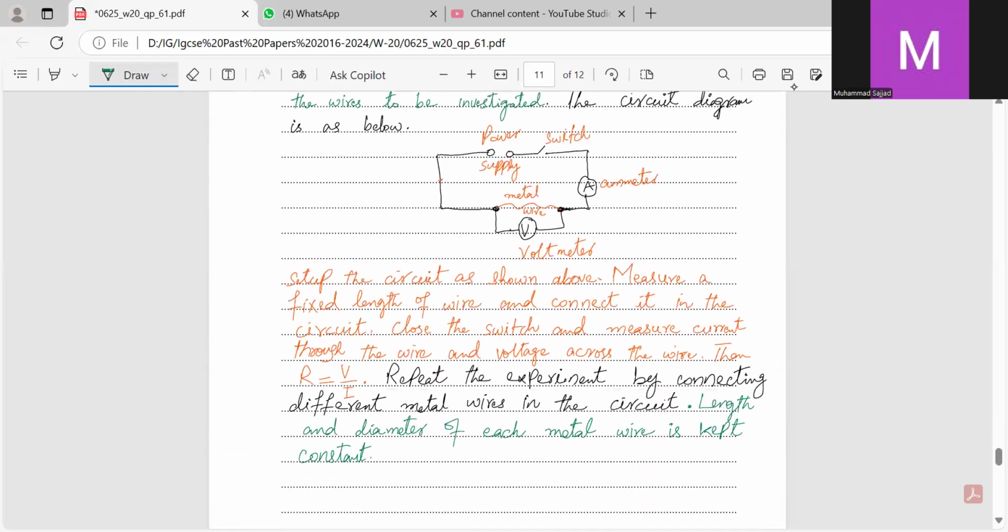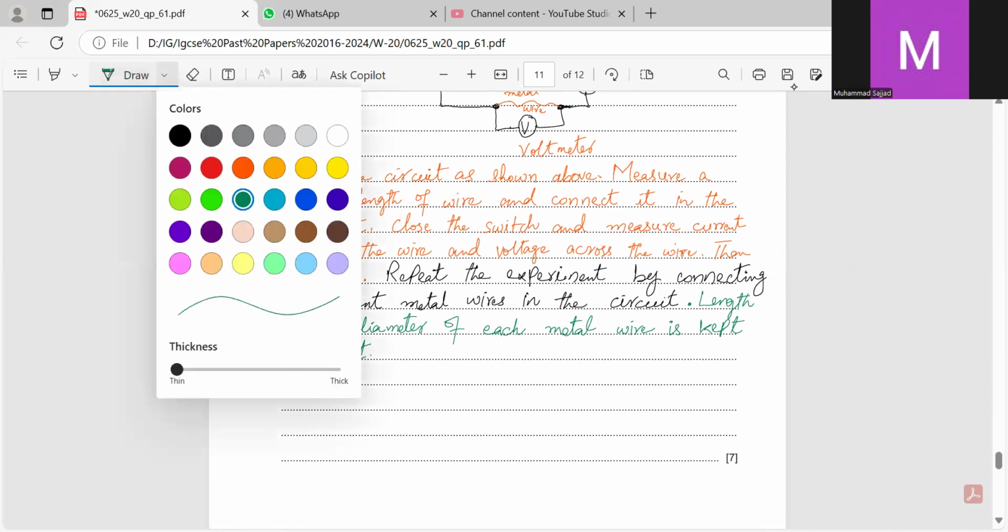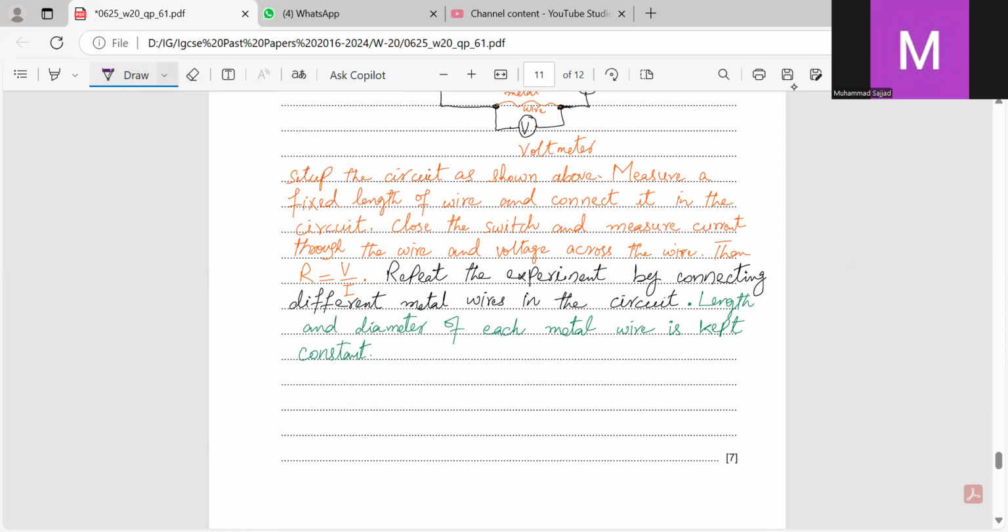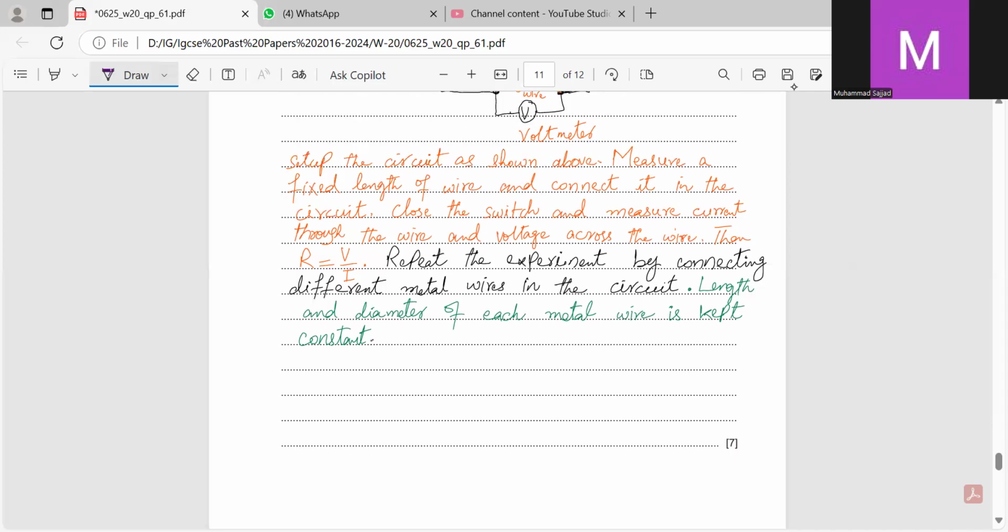Again, when you are going to draw the table, my dear friends, remember that you start with the independent variable, which is type of metal wire, in the first column. Then of course you can write, you are measuring voltage in volts, then current in amperes, and then in the end resistance in ohms. Now see, dependent and independent variables are also workable here.